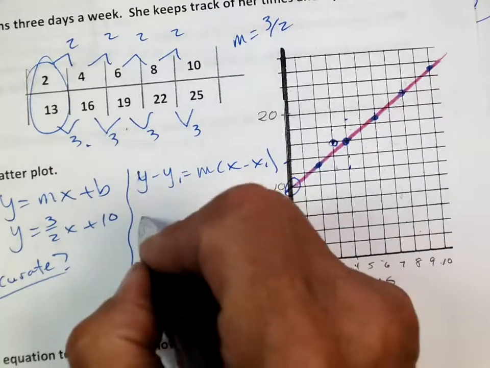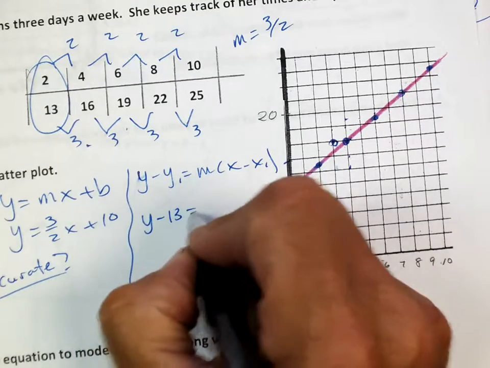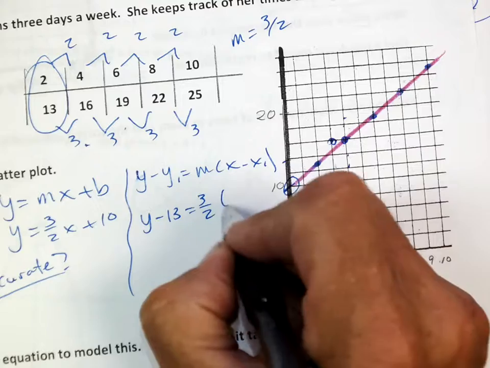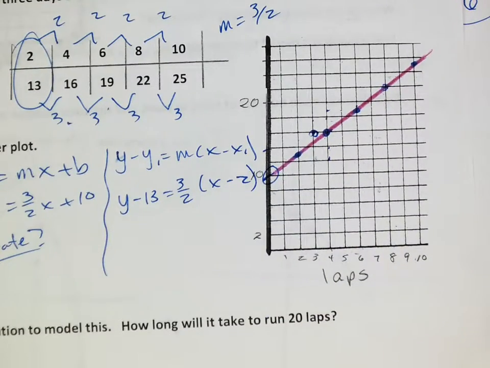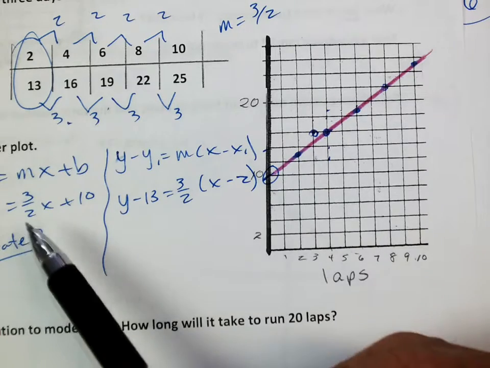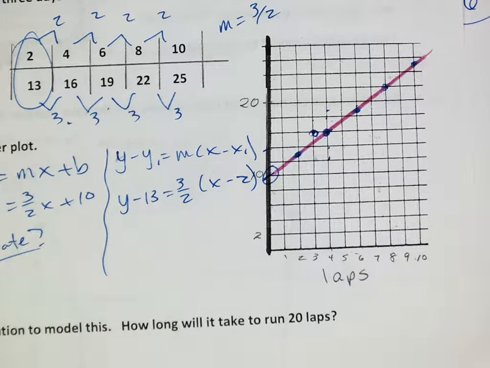I could go y minus 13 equals 3/2 times x minus 2. All right, and I'll stop for a second and let you catch up, okay? So is my answer right? Probably, but I'm just going to check my formula, okay?